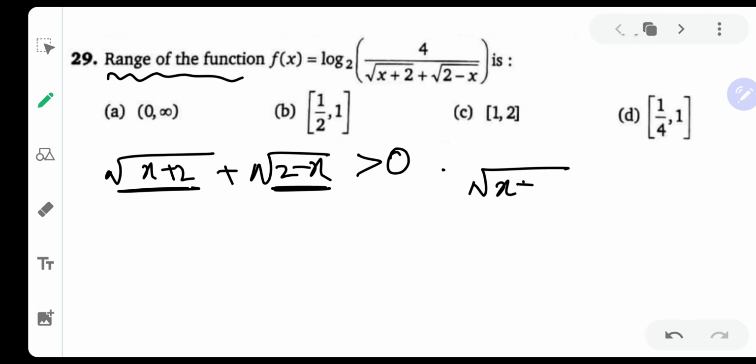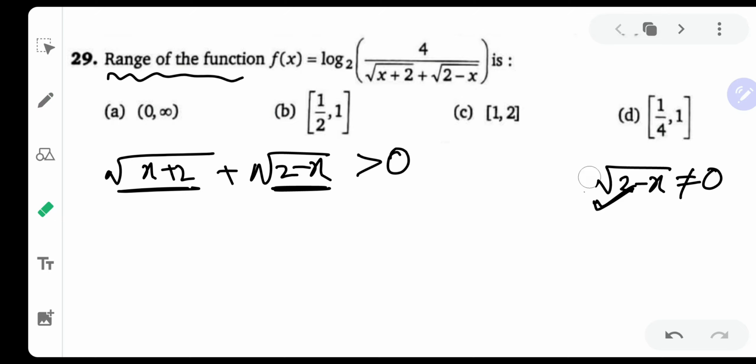Plus one thing, this should never be equal to 0, and that is actually not possible. These two numbers cannot be equal to 0, because for a single value of x the addition of two positive numbers cannot be equal to 0. So that is not a thing to consider.